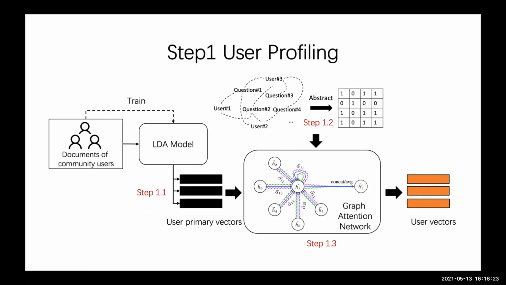As we can see from the picture, there are 3 steps to create a user profile. Step 1, we establish a model based on users' historical documents, and the result can be used as the user primary vectors. Step 2, collect historical question and answer records and construct a user collaboration matrix. Step 3, based on the graph attention network model, we use the user collaboration matrix to optimize users' primary vectors. I will introduce all the steps one by one.